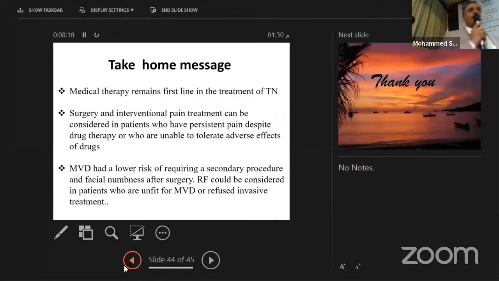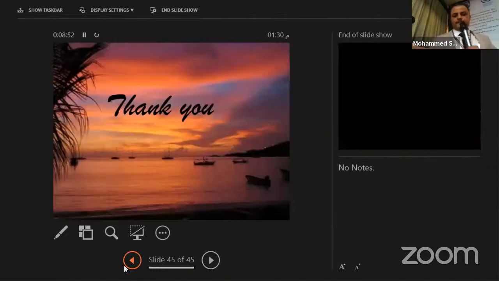Take-home message: medical therapy remains first line in the treatment of trigeminal neuralgia. Surgery and interventional pain treatment can be considered in patients who have persistent pain despite drug therapy or who are unable to tolerate adverse effects of the drug. Microvascular decompression had a lower risk of requiring a secondary procedure and of facial numbness after surgery. Radiofrequency could be considered in a patient who is unfit for microvascular decompression or refuses invasive treatment. Thank you very much.